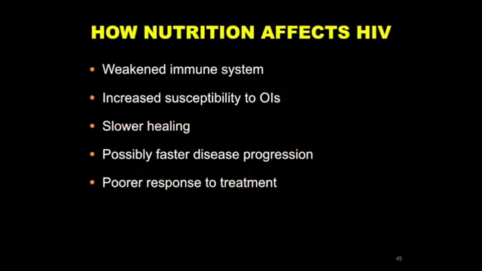So how does nutrition affect HIV? Like we said, each affects the other. If someone already has HIV and they are malnourished, like we saw in this child, malnutrition leads to weakened immunity and increased susceptibility to OIs, and then faster disease progression and poor response to treatment.